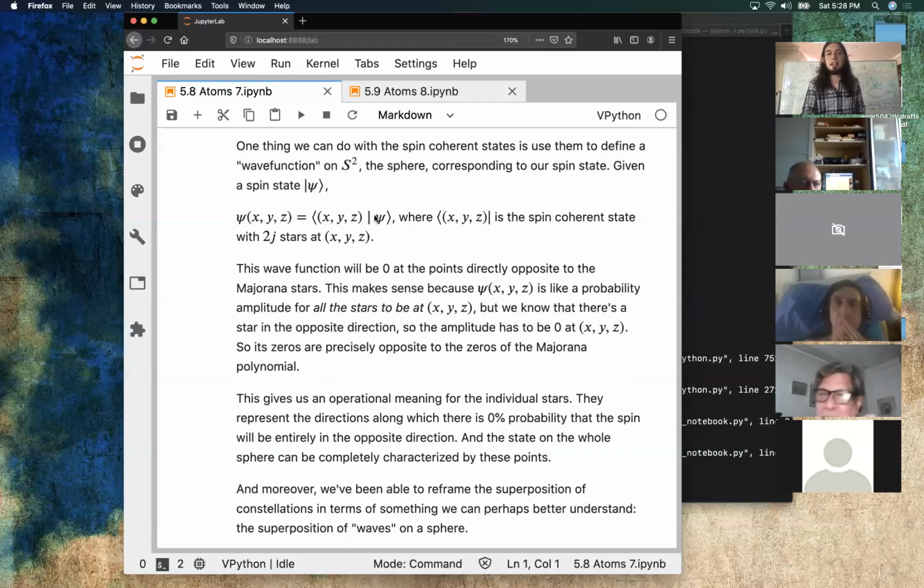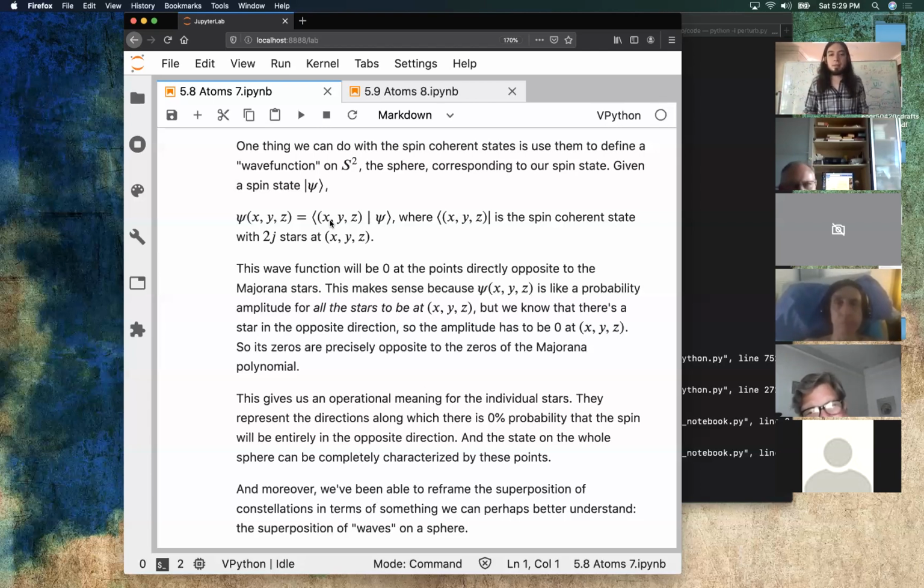And we can form this inner product. So you can see, I have this state psi, and I can turn it into a function of XYZ using this inner product. Now this wave function is going to be 0 at the points directly opposite to the Majorana stars.